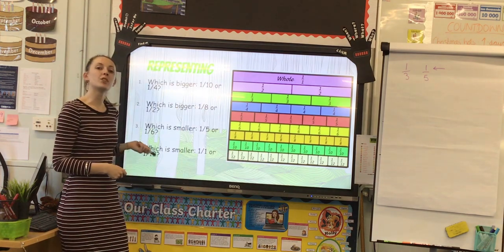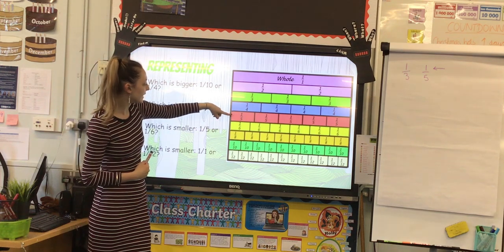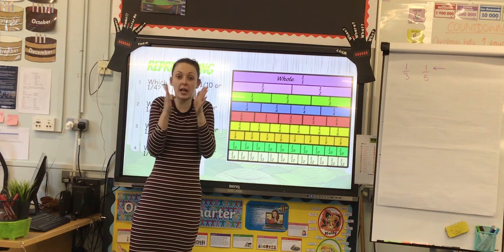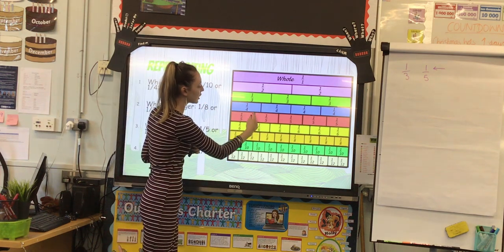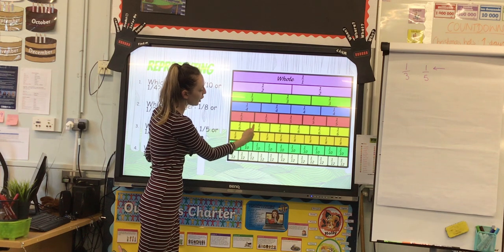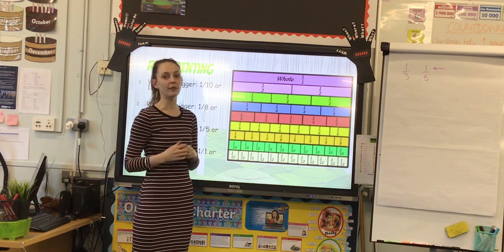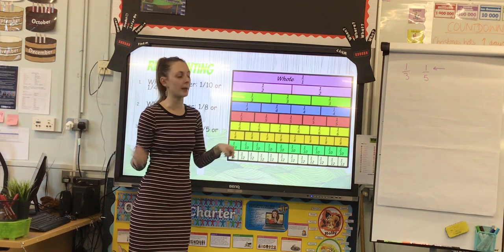Now I've changed it up. Which one is smaller this time? Is it 1/5, which is here in the red, or is it 1/6 in the yellow? So we're actually looking for the smaller one. And it's easy because they're on top of each other. These lines don't match up. 1/6 is much smaller than 1/5, even though the denominator seems like a bigger number.